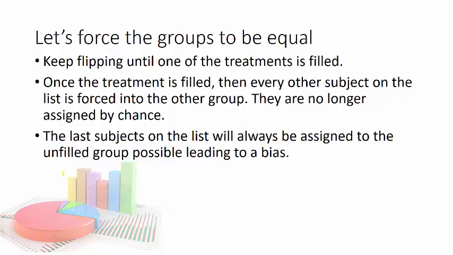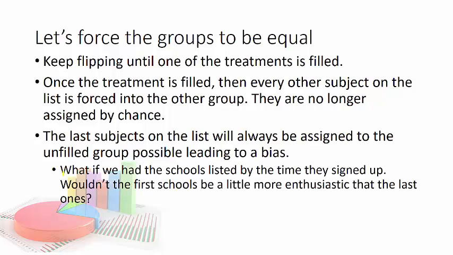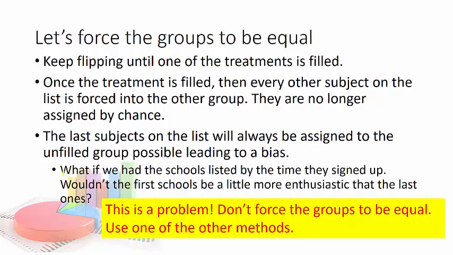How could that lead to bias? Well, what if we had the schools listed by the time they signed up? Wouldn't the first schools be a little more enthusiastic about Career Start than the last ones? So this is a problem. Don't force the groups to be equal. Do not use a coin flip. Please try using one of the other methods.